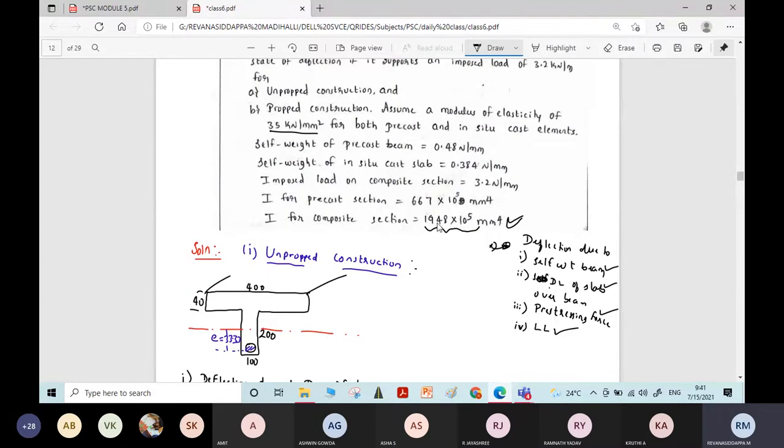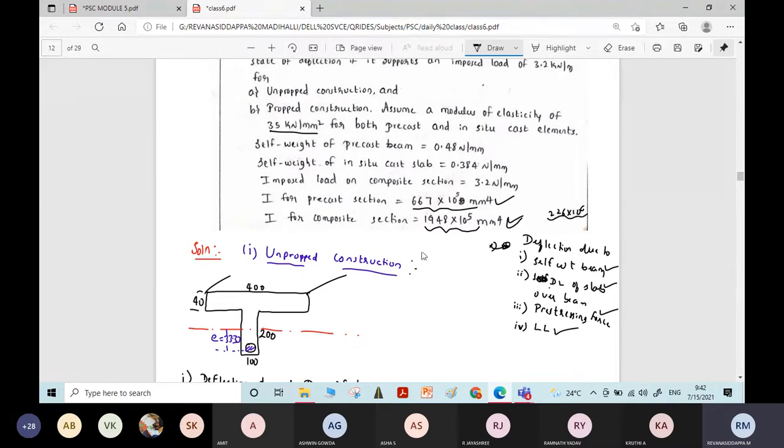For the composite section, as the Young's modulus values are different, we calculated using that ratio. With that, we got 226 × 10⁶. But with respect to the beam element alone, the moment of inertia remains the same, that is 667 × 10⁵ mm⁴. With respect to the composite section, the moment of inertia will be different, which we have just calculated.